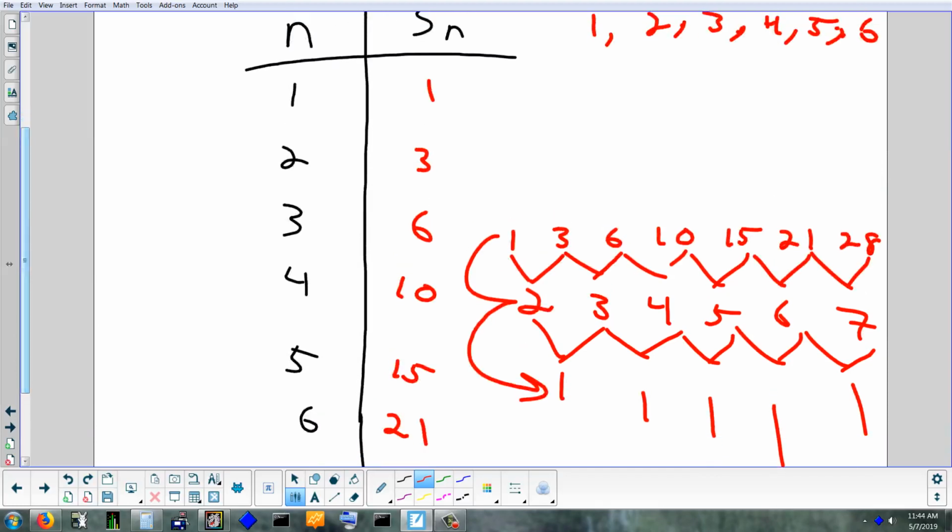This doesn't always work. This method of subtracting and getting a row that's a constant only works if your pattern is a polynomial. Try this with the Fibonacci numbers. You're going to be here all day. You can write out the Fibonacci numbers and find the differences. It never comes out to a row of constants, ever. So that means that the Fibonacci pattern is not a polynomial. It's not something squared, something cubed. It's something much harder than a polynomial. All right.